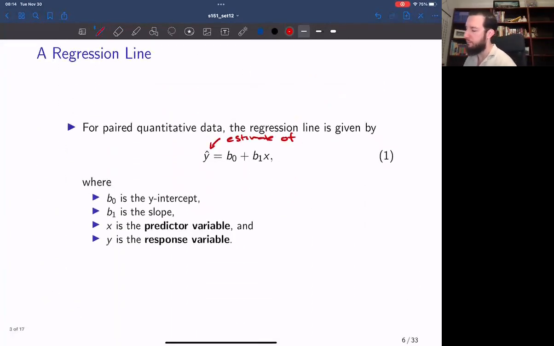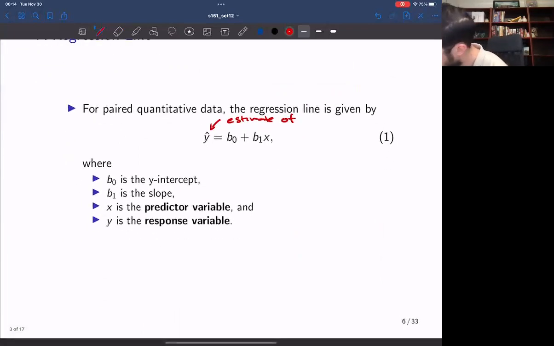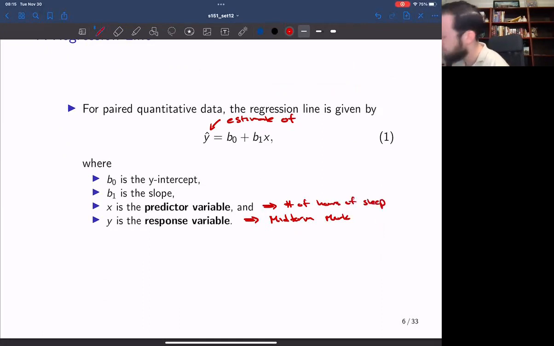So in our example, this is going to be the midterm mark. And this is going to be number of hours of sleep. Okay. And then the next thing that we have to do is find our values for B0 and B1. And this is done through fairly simple equations that we're going to go over momentarily.